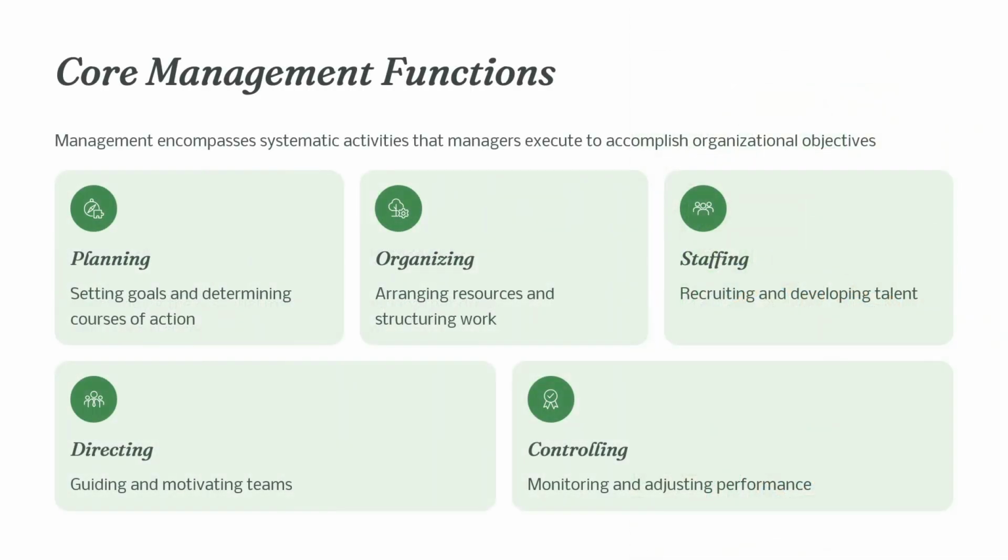Managers perform many activities in an organization, but these activities are mainly grouped into five core functions of management. These are planning, organizing, staffing, directing, and controlling. These functions help managers coordinate people, resources, and work effectively. For example, suppose a company wants to launch a new product. First, they plan the strategy, then organize resources, hire employees, guide the team, and finally check whether everything is working according to plan or not. This entire process reflects the functions of management.